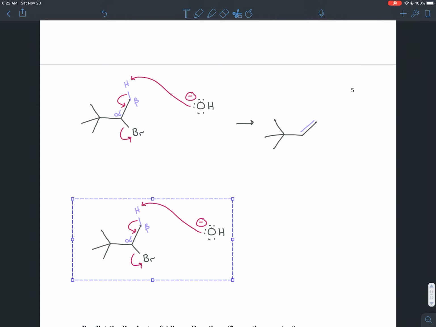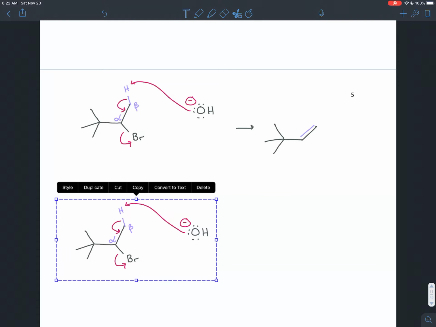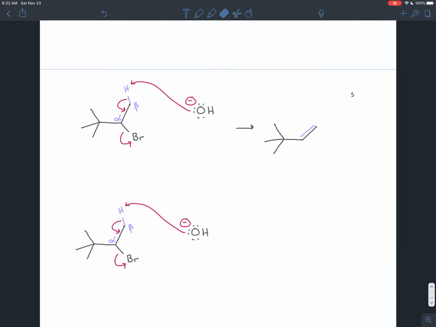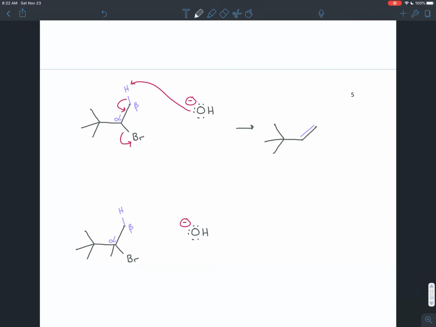Now, what we're going to see now is a reaction for alkynes, but the same idea. What if, instead of just one leaving group, we had 2? If we had 2 leaving groups, then we can do this reaction twice.